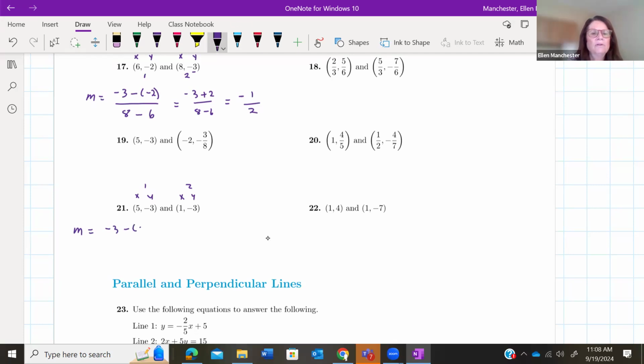Minus a -3 over 1 minus 5. So I have -3 plus 3 over -4. So what does this become? 0. Yeah, 0 over -4 is just 0. All right, so your y, did you notice your y value is the same number? They're both -3. Okay, so what this tells me is this is a horizontal line.